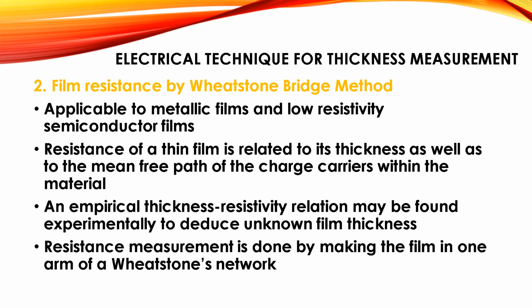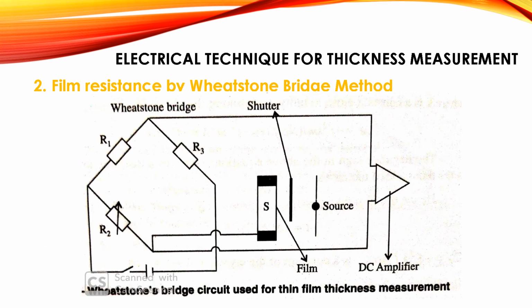The resistance measurement is done by making the film one arm of a Wheatstone's network. Here is the Wheatstone's bridge circuit used for thin film thickness measurement. In this, S represents the thin film whose thickness is to be measured. It is included in one arm of the Wheatstone bridge. The others, R1, R2, R3, are resistances, and R2 is the variable resistance.